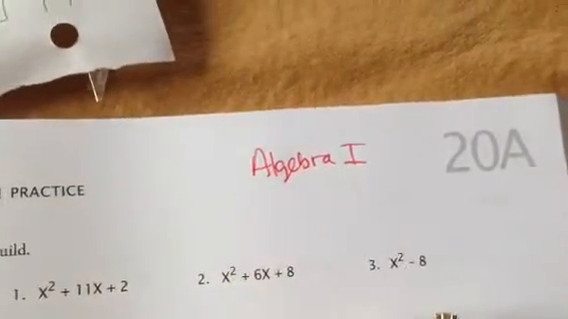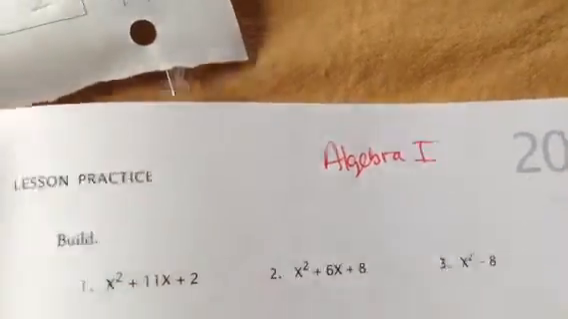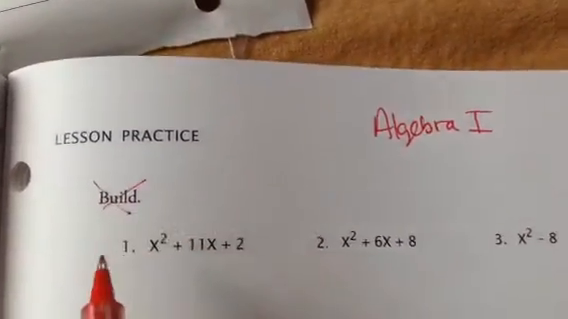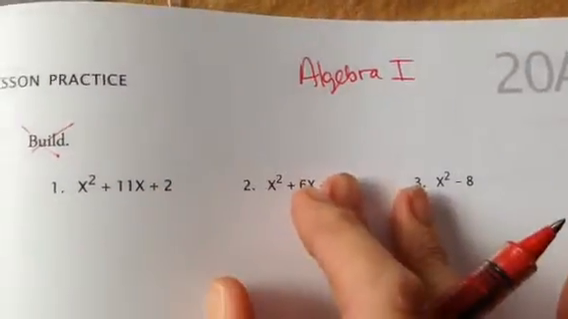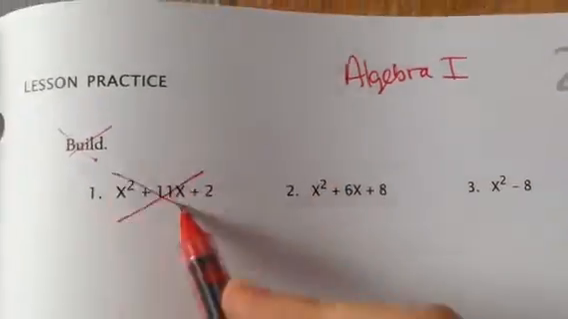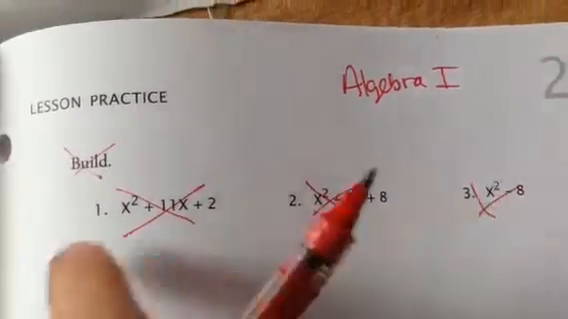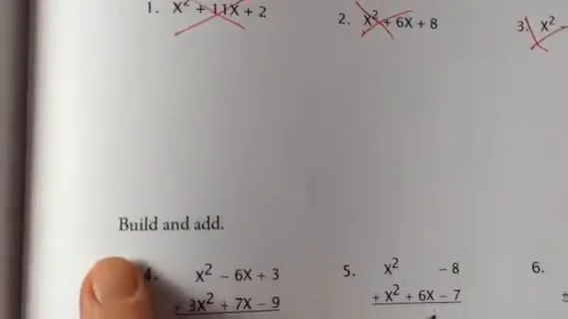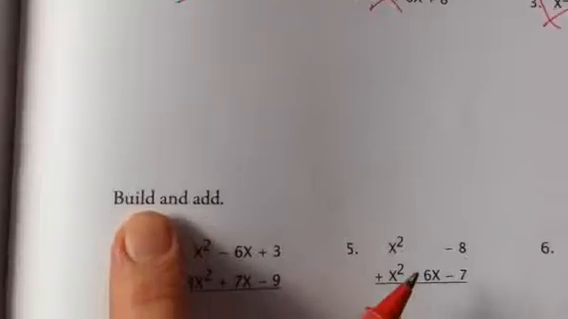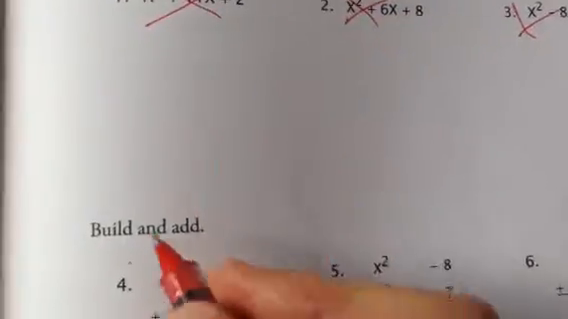This is Algebra 1, Lesson 20. Whenever it just says build, we don't use the blocks. Unless you're someone that likes to watch the videos from Matthew C. and use the math manipulators, you don't have to do them when they just say build. Now, these that say build and add, we don't need to build them because we're not using the blocks, but you should be able to add these.